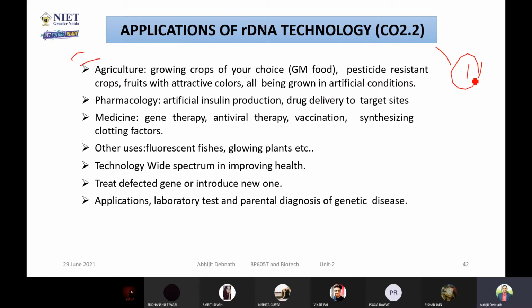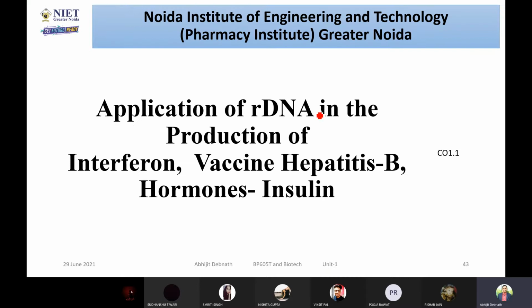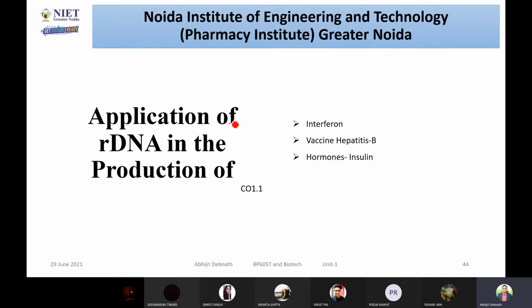Even in our unit 1, the last part, at the end was the application of rDNA in the production of interferon, various vaccines like the hepatitis B vaccine, and hormones like insulin. So what are the applications? I think that part was not widely discussed in yesterday's lecture because of the shortage of time. So today I will give you the basic understanding of all these various parts.